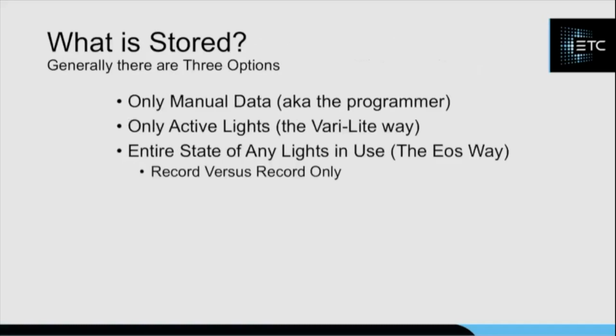There are three typical options that one uses today to decide, at a base level, when I store, what am I storing. The first, and probably the most popular amongst moving light desks, is only the manual data, which is the programmer. Hog uses a programmer, MA uses a programmer, many desks do. The idea of the programmer is like a shopping cart. As you touch lights, you're picking the parameters that you're touching, you're putting them in your shopping cart, and then when you hit record, you're recording the things that are in your shopping cart. That is effectively what a programmer is.